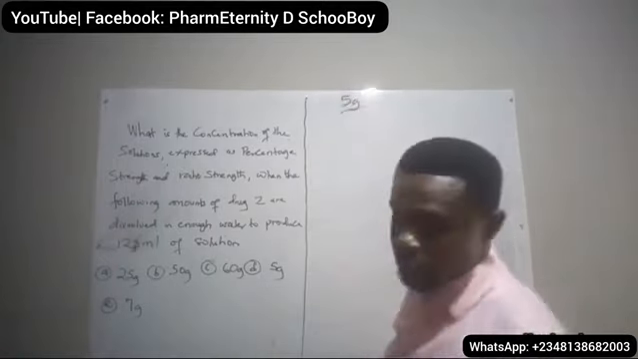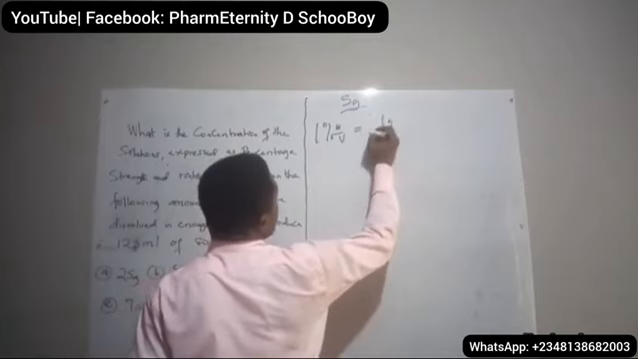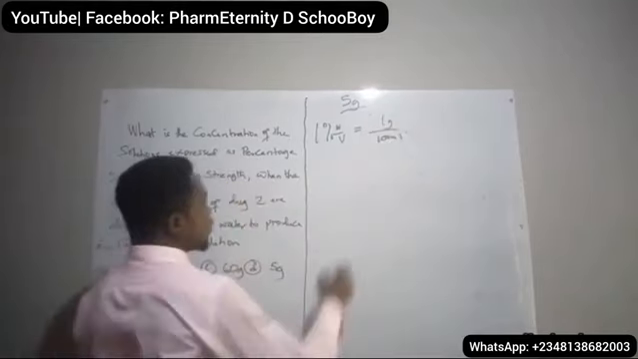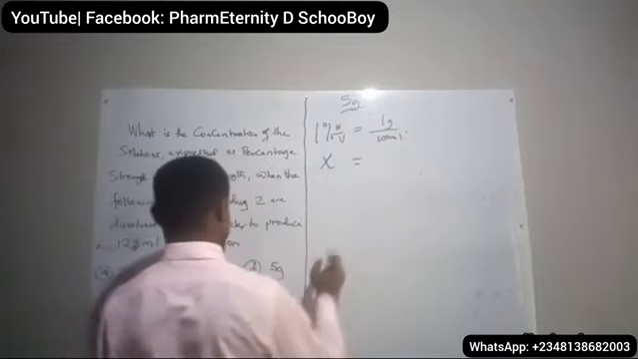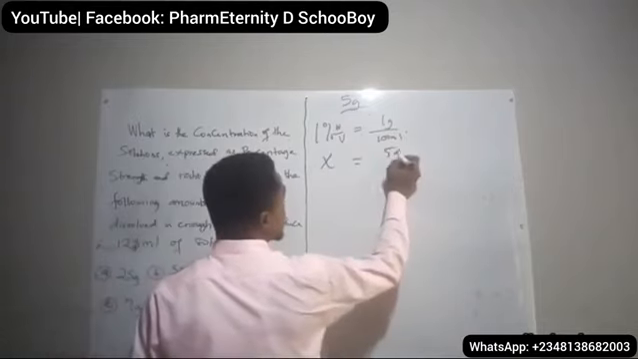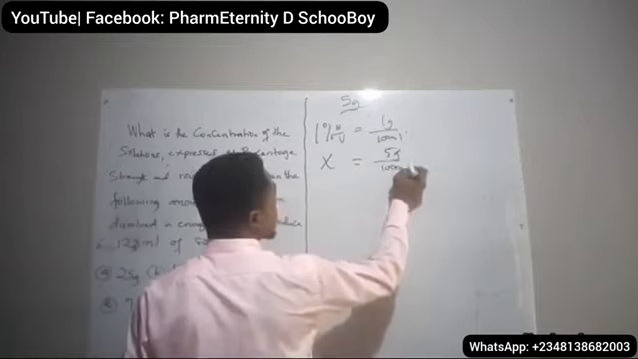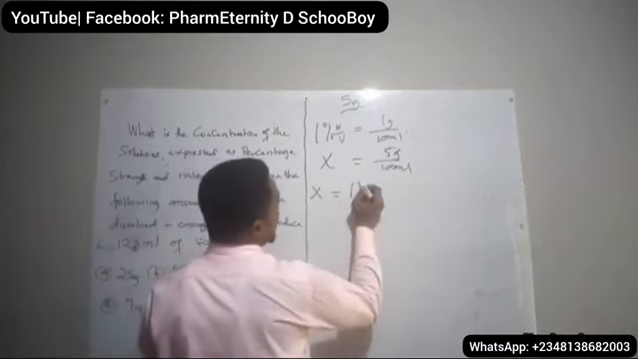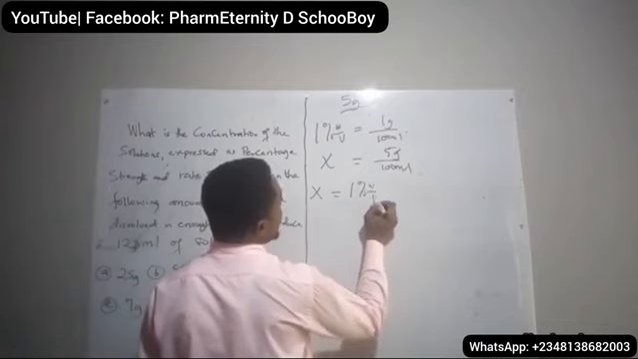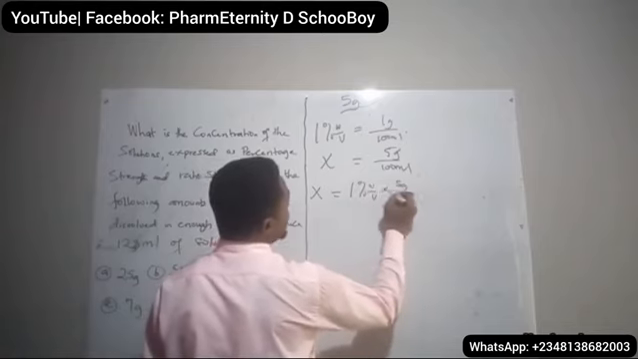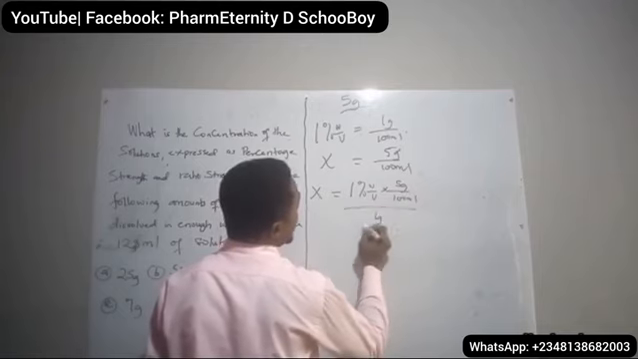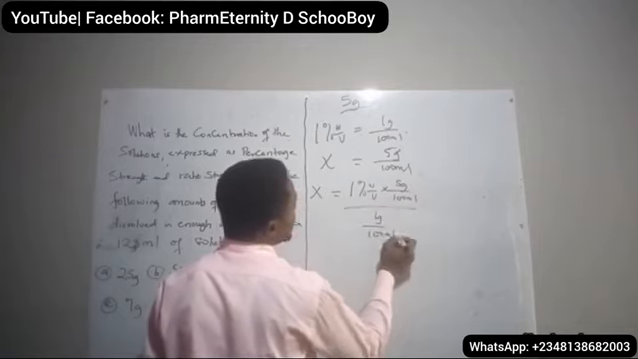Recall that 1% weight per volume is 1 gram over 100 ml. So now, what will X be? 5 grams in 100 ml. So X is 1% weight per volume times 5 grams over 100 ml, divided by 1 gram over 100 ml.